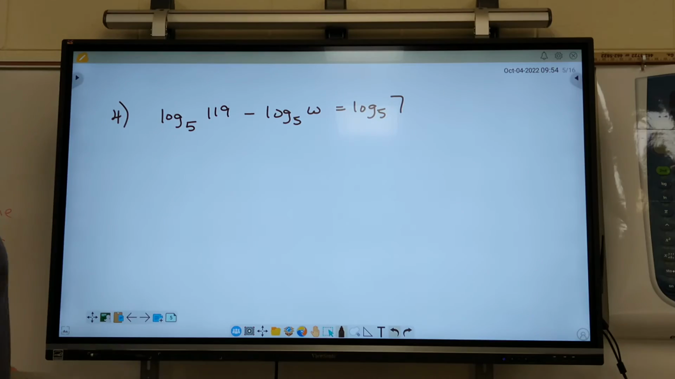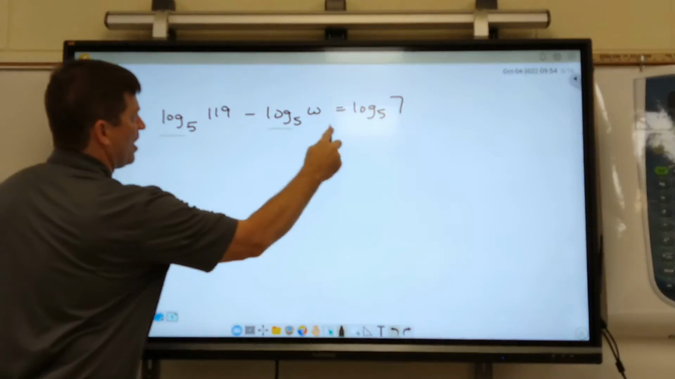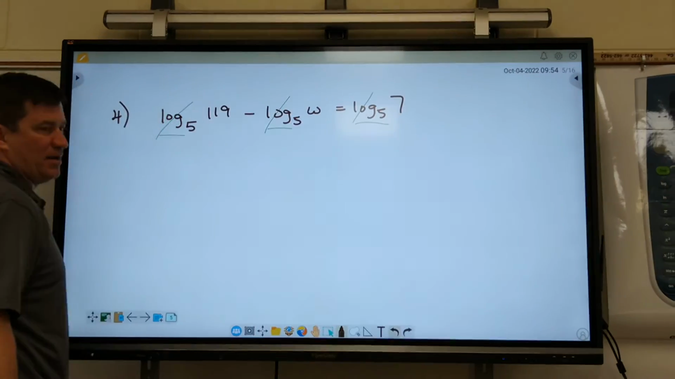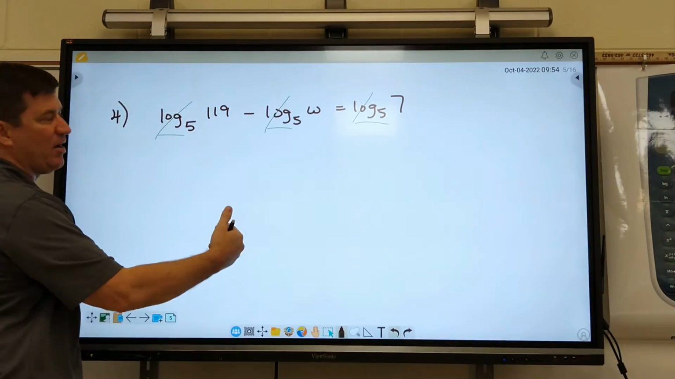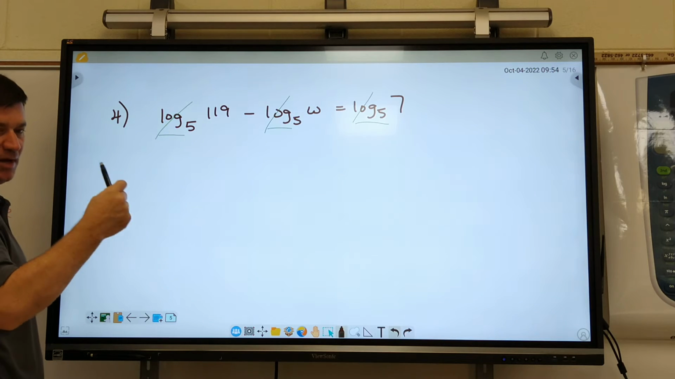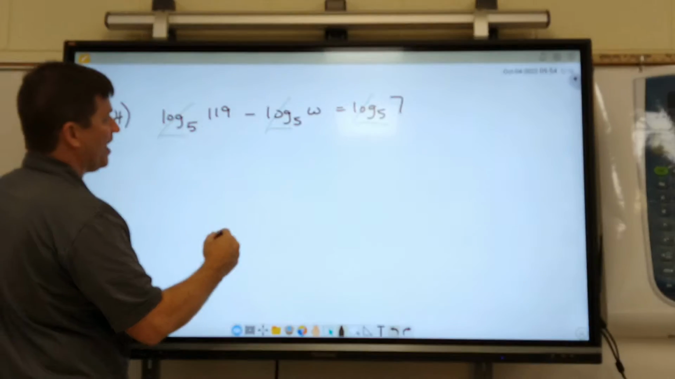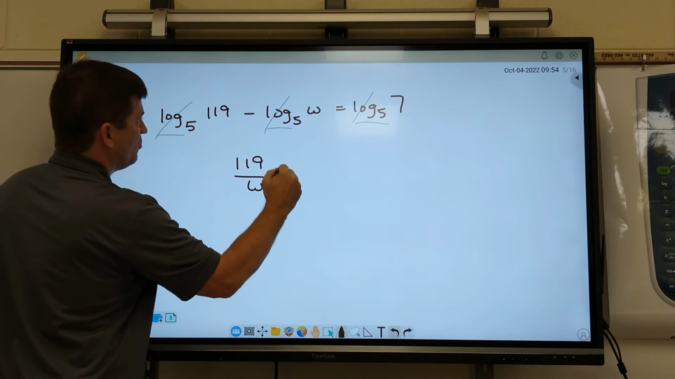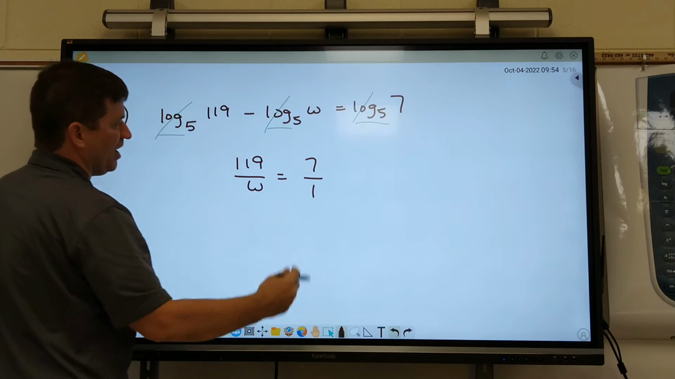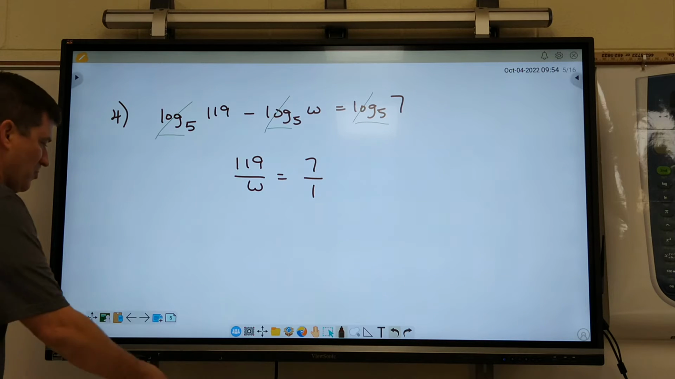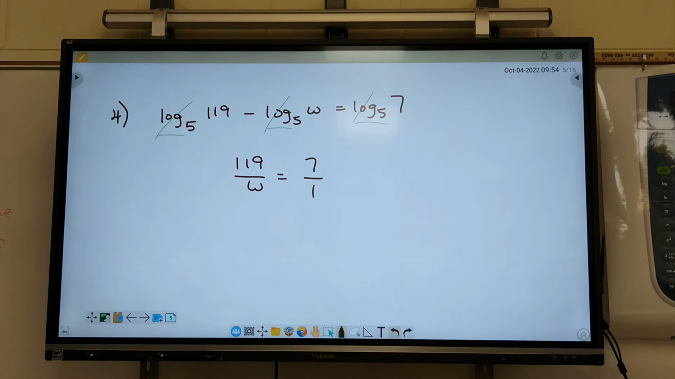All right, so what do we do on number 4, guys, if everything has the same log? Y'all remember? Cross it out. Mark out all your logs. Next step. What do we do when we bring it down if it's got a minus in between? If it's got a minus in between, the log property says you're going to divide. 119 divided by W equals 7. And we made that 7 over 1, so they both could be fractions. Now, how do you solve it? Cross multiply. Y'all cross multiply that when you get a chance.